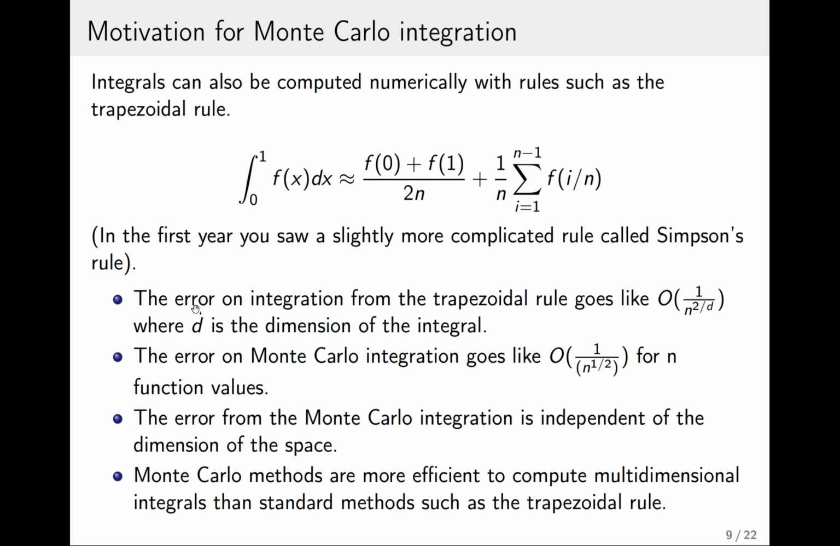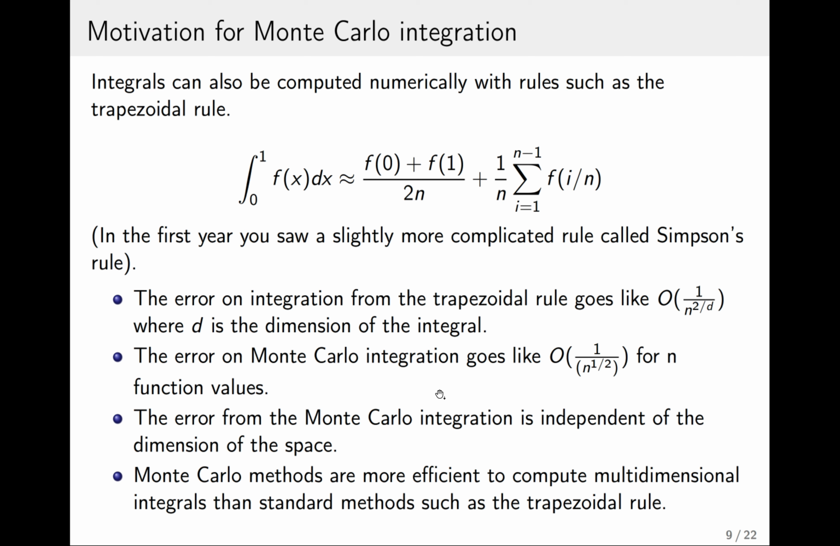Unfortunately, when you do the theory, you find the error on the integration for the trapezoidal rule goes like order, and this is how expensive it is. This means the number of function evaluations, or how long the program is going to run. It depends on 1 over the number of points to the power 2 divided by d, where d is the number of dimensions. So if you look at a multi-dimensional integral with dimension d, where d could be 2 or 3, the actual error depends on the number of dimensions. And this means as the number of dimensions goes up, the error goes down more slowly.